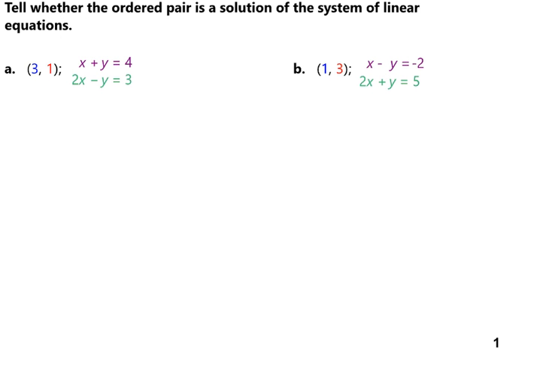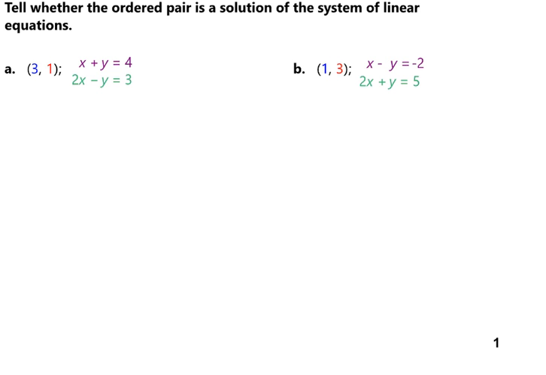In this video, we're going to be going over how to determine if an ordered pair is a solution to the system of linear equations, and also how to determine what the solution is to a system graphically. So we're going to start here with our first problem. We have the ordered pair (3, 1), and the equations x plus y equals 4 and 2x minus y equals 3.